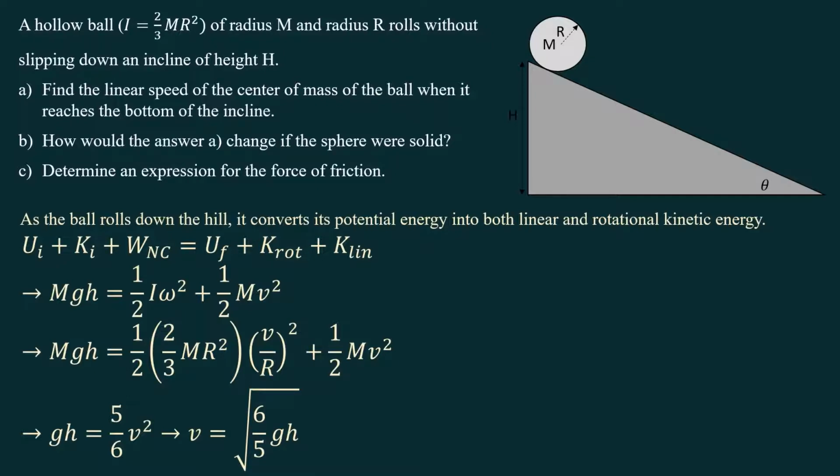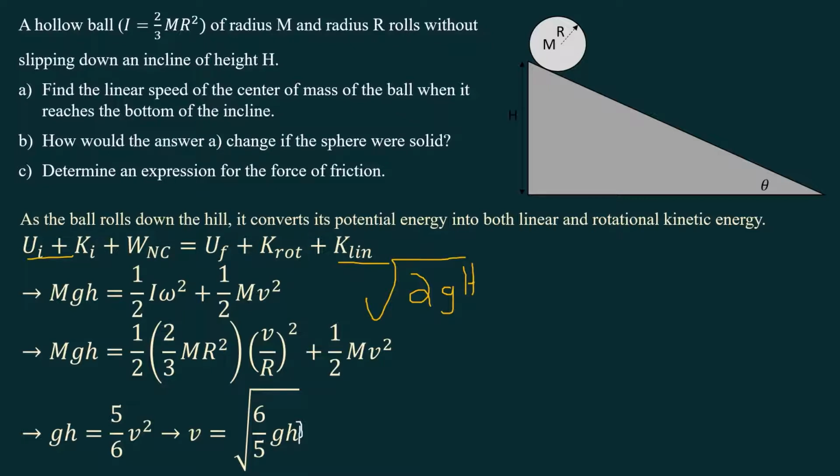Now, if it didn't have that rotational kinetic energy, if it were just a conversion of potential to kinetic, if this were not rolling, if there was no friction on the incline and it didn't roll at all, the answer would have been square root of 2 GH. And there should be a lowercase h over here. So in that case, it would have gone faster.